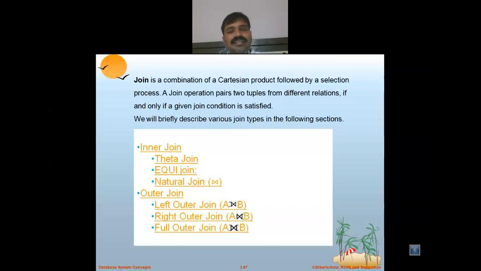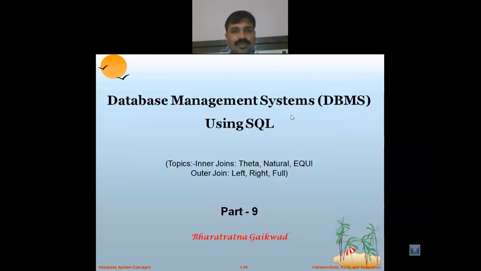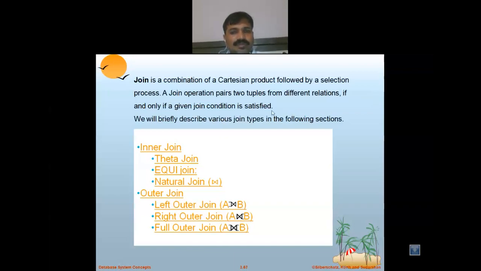For that, the join concept is given. That is the main advantage: repetition should be avoided with the help of the join concept. Join is nothing but a combination following the selection process. A join operation is a pair of two tuples. Two tuples are nothing but two records.